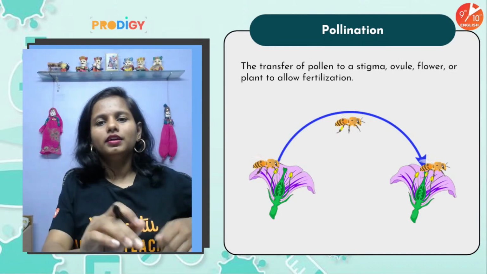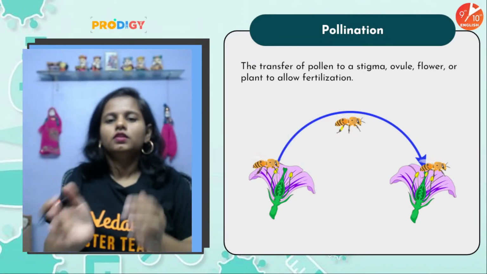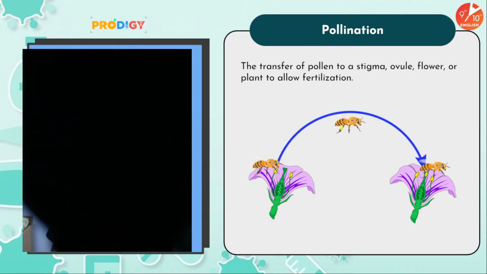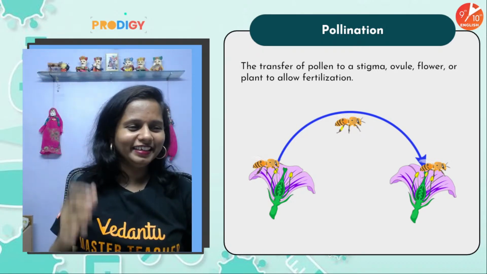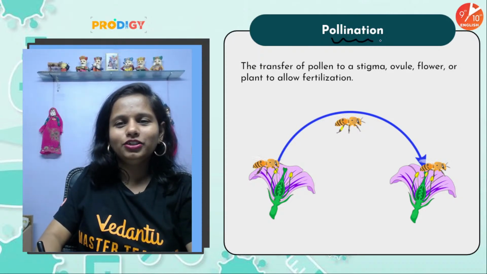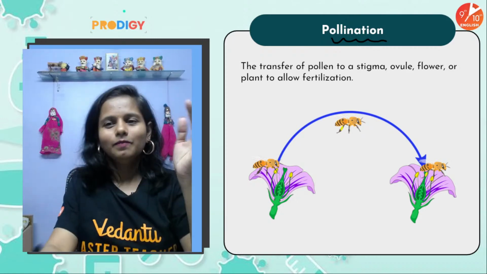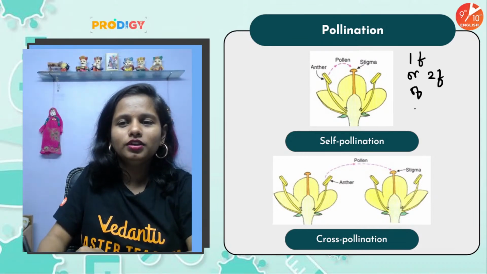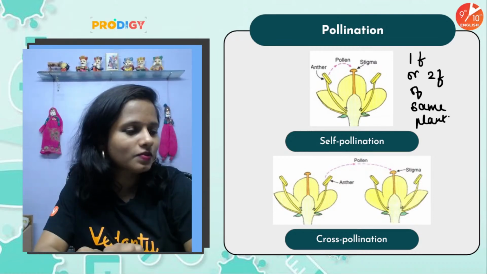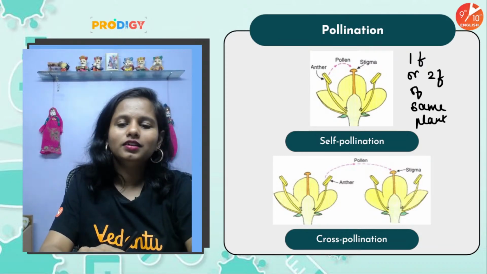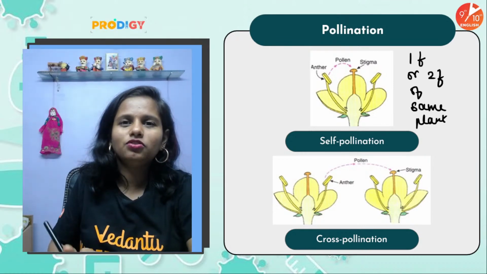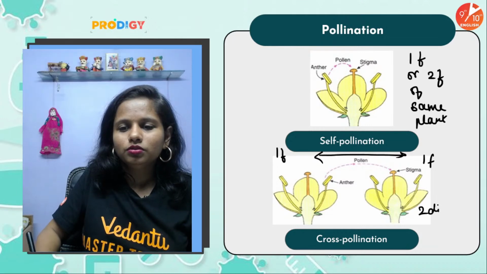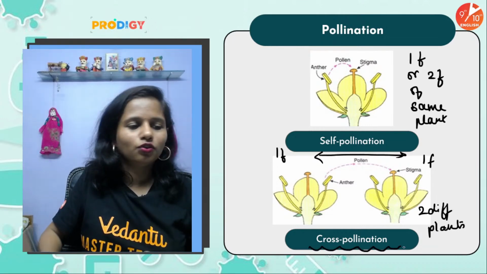So guys, when the pollen grains are transferred from the anther to the stigma, it is known as pollination. Pollination is the transfer of pollen grains. This transfer can happen within one flower or between 2 flowers of the same plant, and that's called self-pollination. However, if the pollen grain is transferred from one flower to another flower borne on 2 different plants, then it's called cross-pollination. Okay?